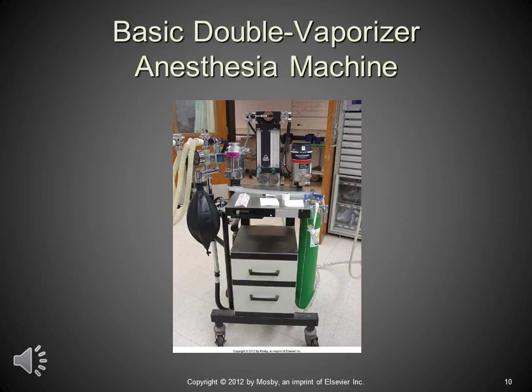Certainly anesthesia machines can have more than one vaporizer. Here's an example of a machine. Looks like it came out of a human hospital. That's more of a brand that's probably going to be more humanly oriented. And a lot of practices end up getting anesthesia machines from human hospitals. There's not a problem with that. Some of them are really great machines.